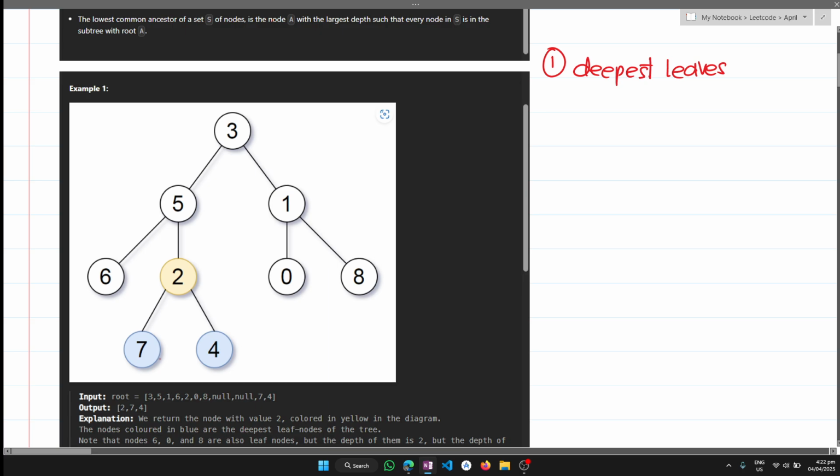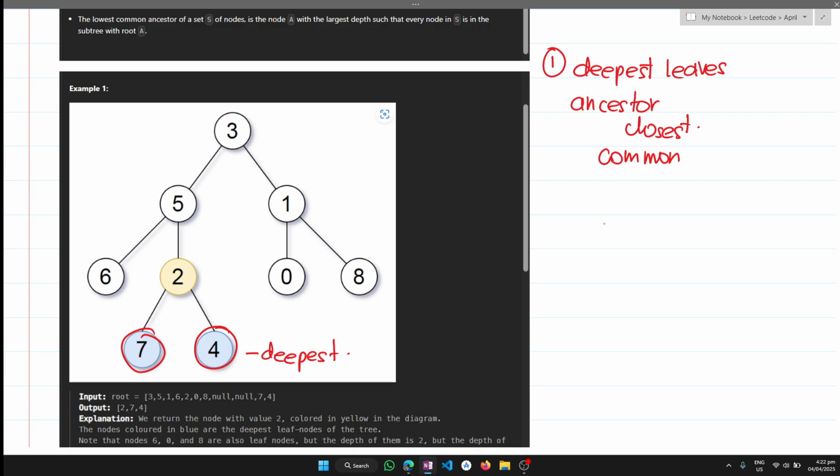So once we have figured out that 7 and 4 are the deepest leaves, now what do I need to do? I need to figure out the lowest common ancestor. Which ancestor is the closest to both of these and also common? Obviously, since I'm talking about two different nodes, I want to see which ancestor is the closest to both of these nodes, right? And also common. So you can say common closest ancestor or lowest common ancestor. Both of those things mean the same thing. It's important that you understand the philosophy and the concept.